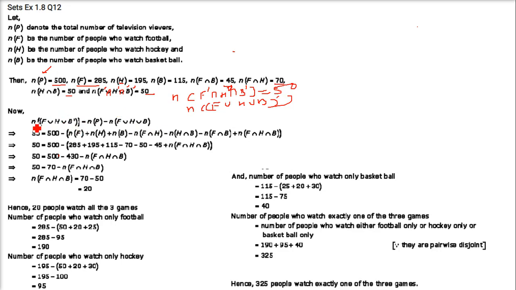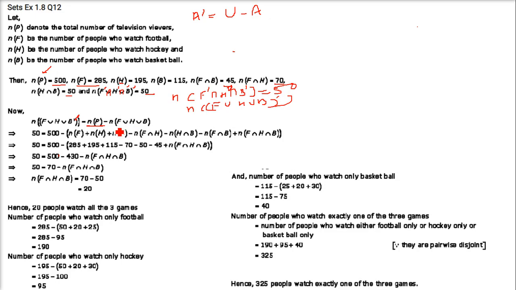But we know that this can be written as n(F union H union B) complement, which is nothing but the total minus it. If you take A dash, it will be the universal set minus A, and A will be equal to the universal set minus A dash. In the same way, for n(F union H union B) dash, B dash is equal to n(P), that is the total number, minus n(F union H union B). Same thing. So now we'll apply the formula.